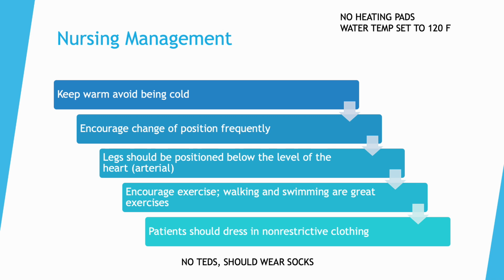One way you can remember it, okay, is with arterial disease, you want the legs down. Look at how when I draw these legs on this little stick figure, you put an imaginary line across the legs and it looks like an A. So that's how you remember that legs need to go down in arterial disease. Encourage exercise like walking and swimming, and patients should dress in non-restrictive clothing. So be careful putting on TED stockings on somebody that has arterial disease.